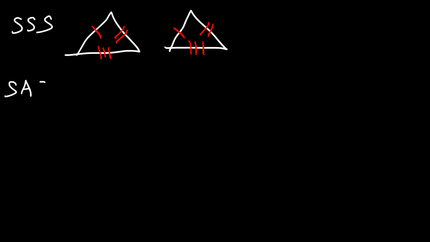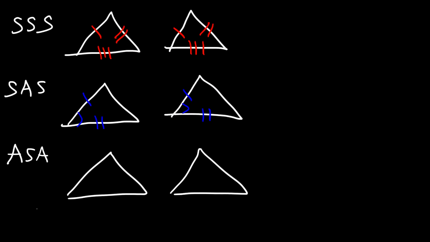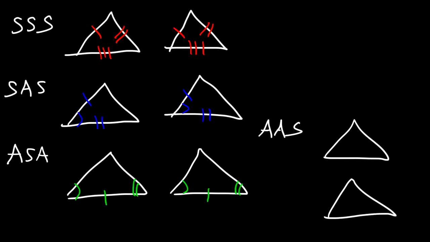After that, you have the side angle side postulate, where you need a side to be congruent, the included angle, and another side. After that, we have the angle side angle postulate, where you need an angle to be congruent, and then a side, and then another angle. The side has to be between the two angles. And finally, there's the angle angle side postulate. In this case, you need an angle to be congruent, another angle, and then the side.